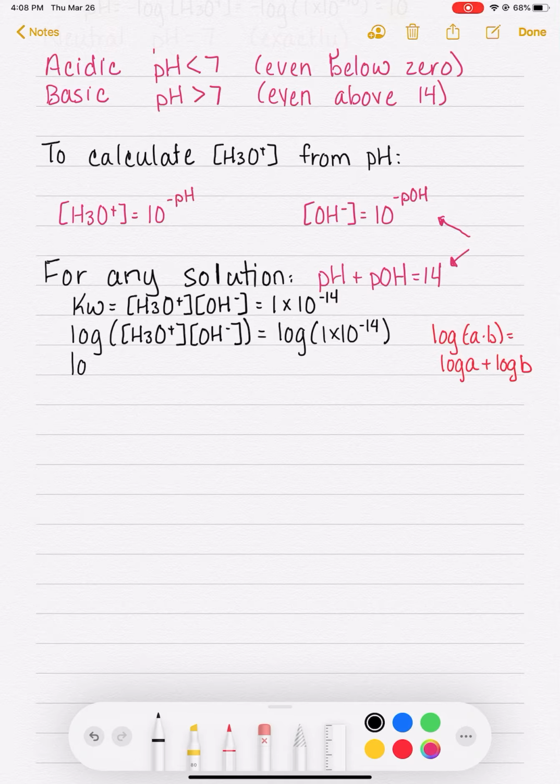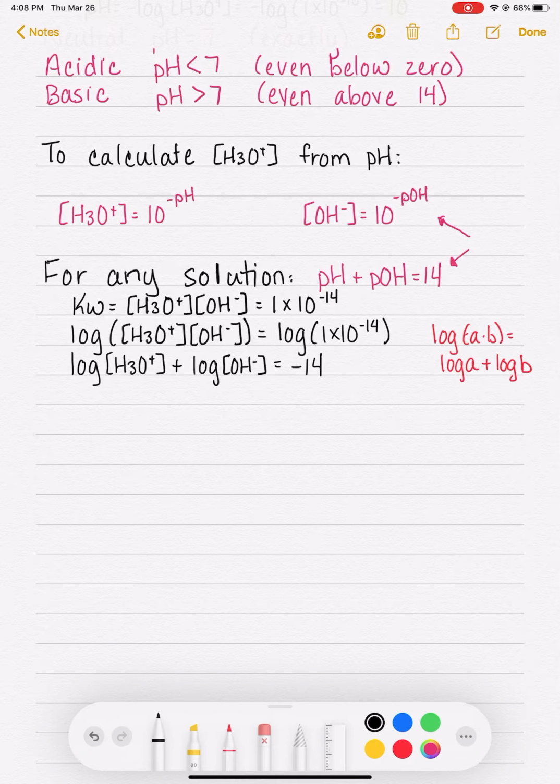So we can go log of H3O plus plus the log of OH minus. Again, that's just a property of logs. And that is going to be equal to, over here on the right side, we can actually do this on the calculator. Type in log of 1 times 10 to the minus 14, and the answer is minus 14.